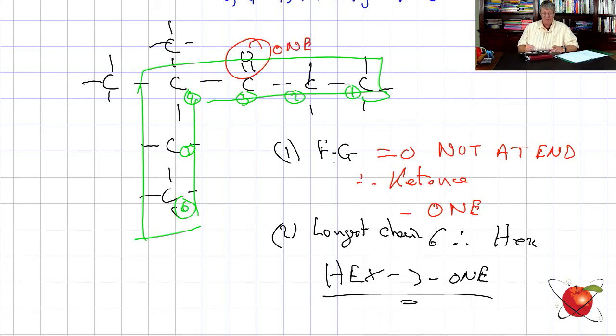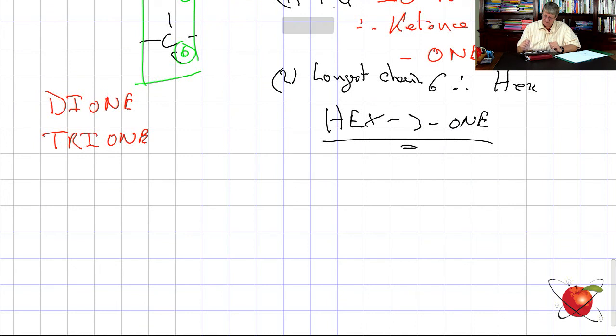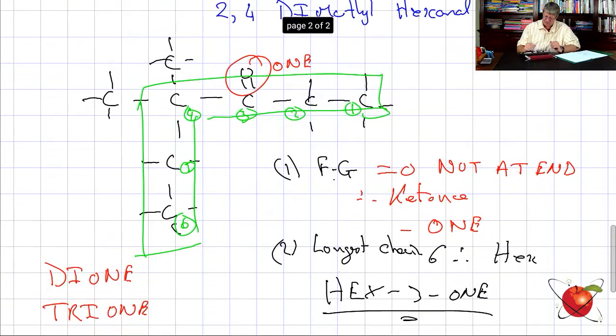If I had 2 of them, dione, trione, I can have a dione, trione. All right, in case you see it, highly unlikely, but there you go. Okay. Now, next I've got to find the side chains because I haven't finished. I've got the side chains to go.